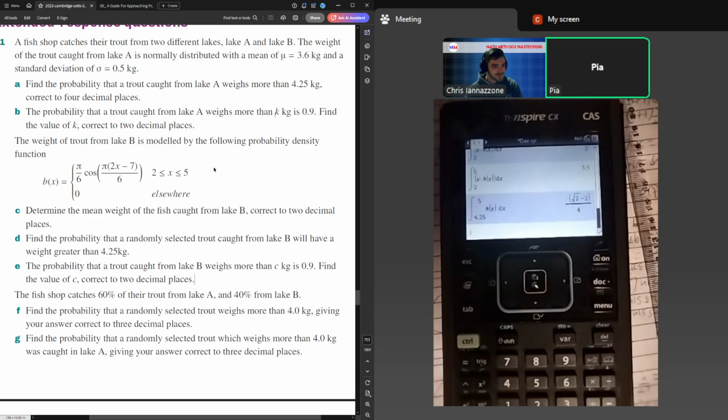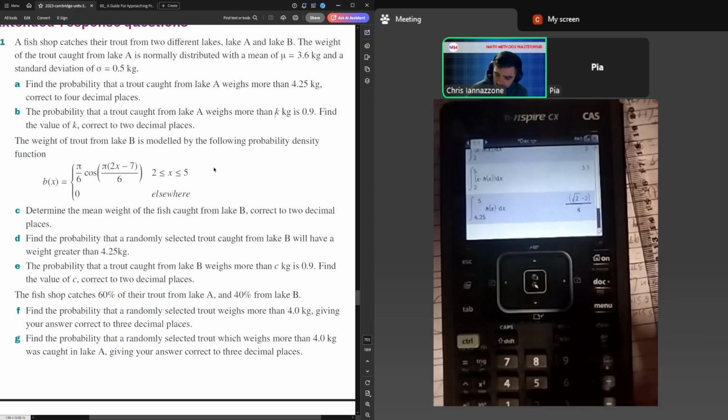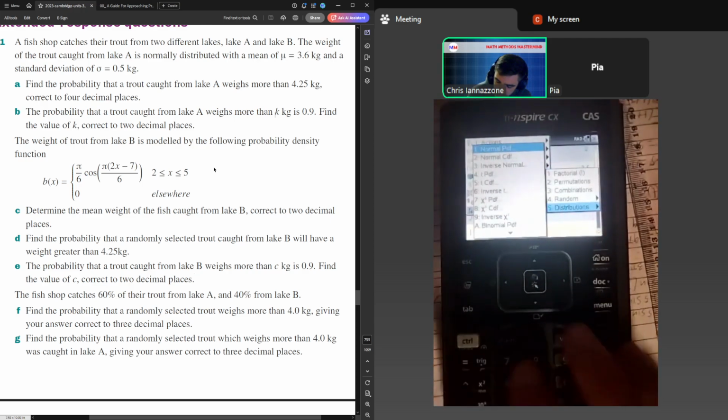It's similar to B. Yeah, similar to B, correct. It's got pretty much the exact same wording on it. So now instead of using the inverse normal, because that was a normal distribution, we're essentially doing the equivalent of the inverse continuous in this case. Now, as we highlighted, there isn't really a CAS function for inverse.